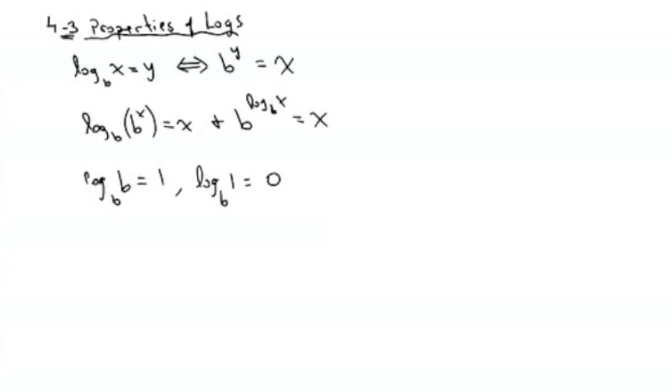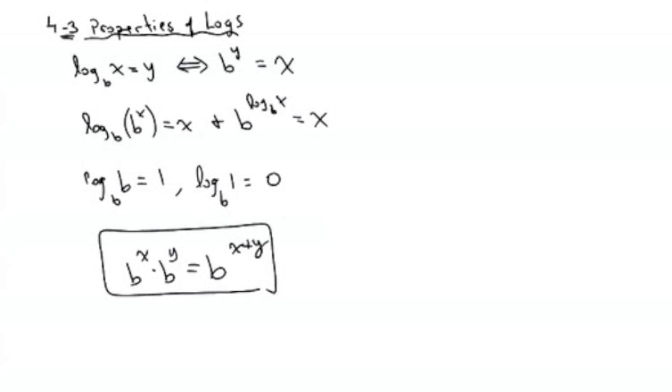Then we get into the fun ones. The book doesn't prove them, but I like proving them. We know that b to the x times b to the y is equal to b to the x plus y. So I'm going to use this fact to prove a few of the laws of logarithms. So, proof. I'll prove it and then write it out as one of the laws. Most people give you the law first and then ask you to prove it.